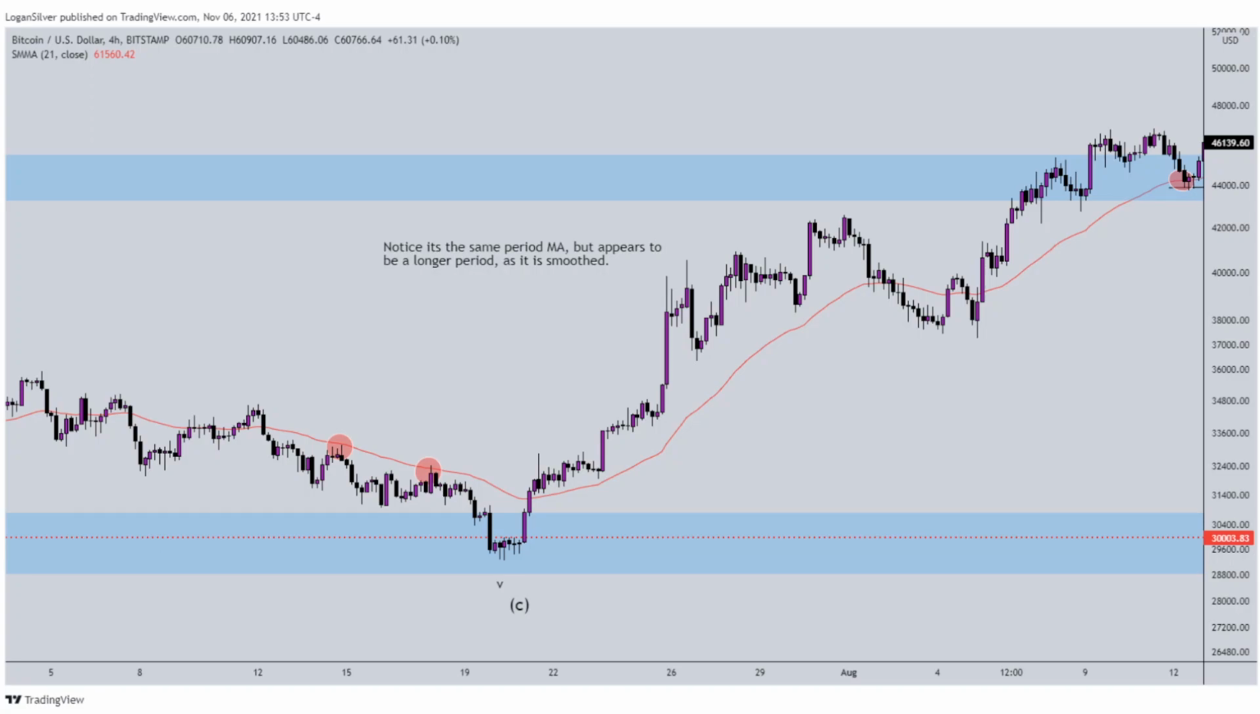So going into our example of an SMMA on a chart, obviously you can see here that it does work for support and resistance, as we were just bringing up, but you can see, judging it from a normal 21 MA, this is much larger of a time frame. As you can see, the SMMA is moving away from price in a more gradual way than a normal moving average would.